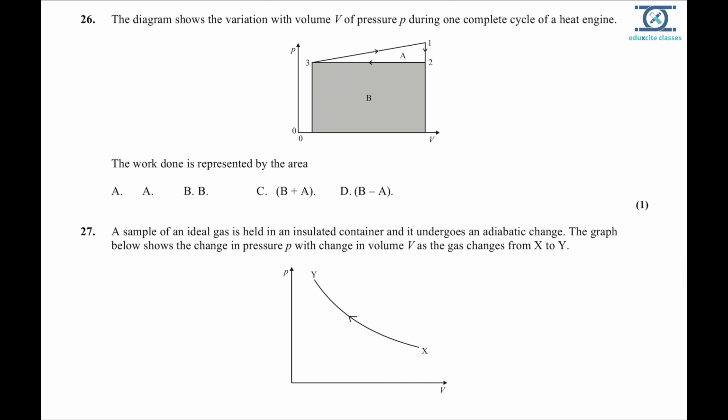Now question number 26, a diagram shows the variation of volume V with pressure P during one complete cycle of a heat engine. Okay, the work done is represented by the area. Now you can see that this is a closed cycle. So here the work is done by graph A only, the shaded part. So this is option A. This is the only work done by the engine in one complete cycle.